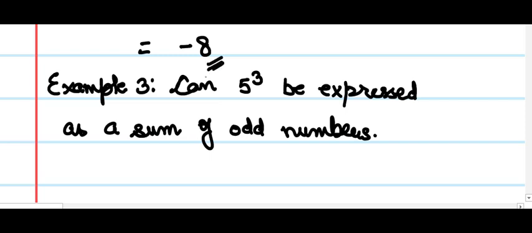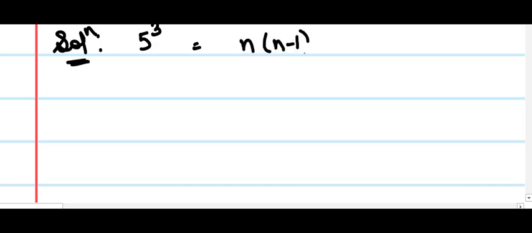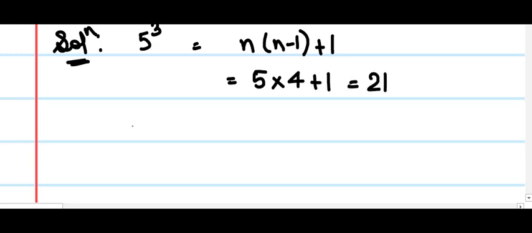Now in example number 3, can 5 cube be expressed as a sum of odd numbers, as we have studied this property? So the same thing we have to apply. The solution for this one: we need to calculate the cube of which number? 5 cube. As I said to you, for the number 5 I'll be using the formula n into n minus 1 plus 1, which is 5 into 4 plus 1, which equals how much? 21. And how many odd numbers do I have to select?